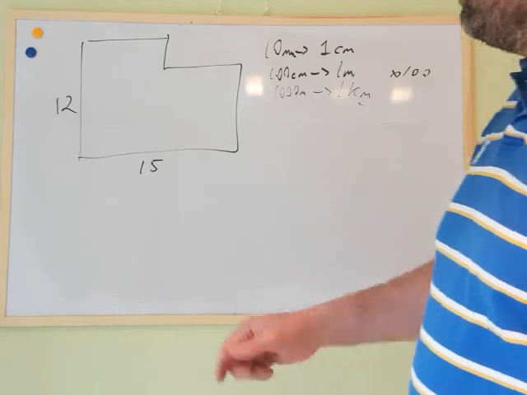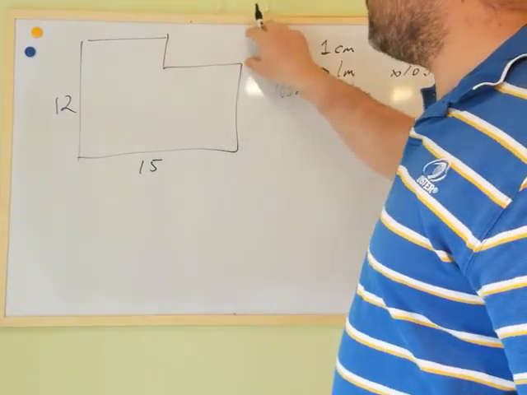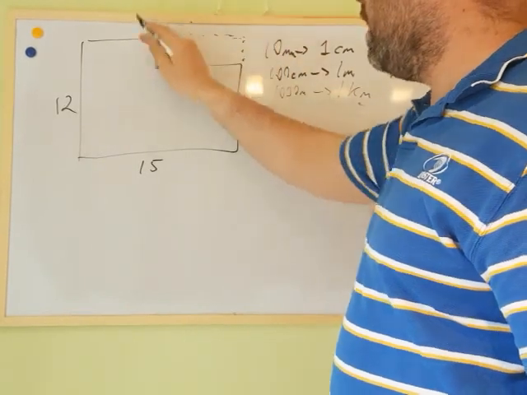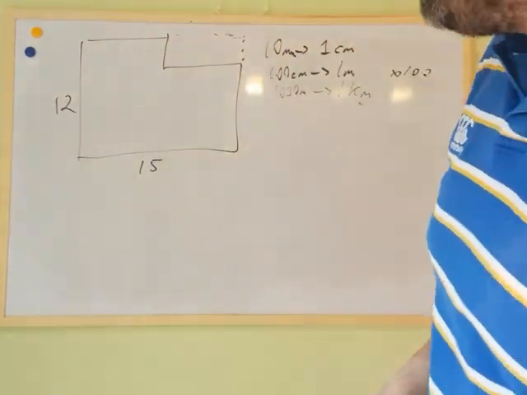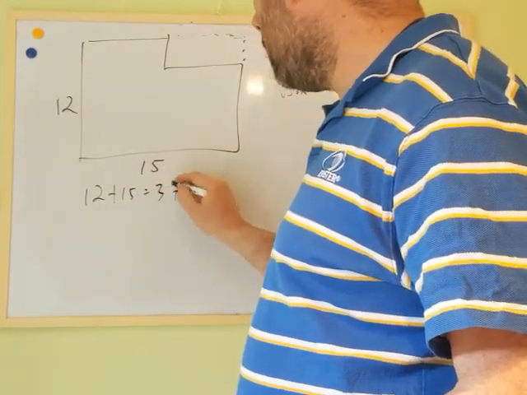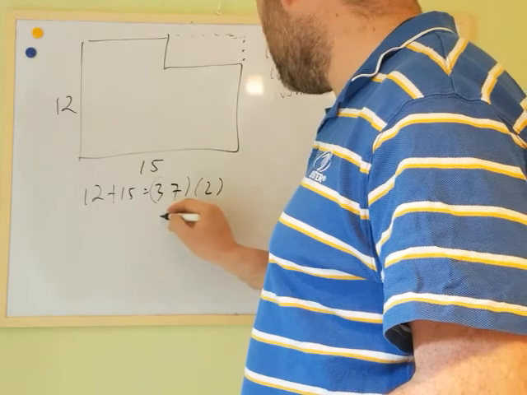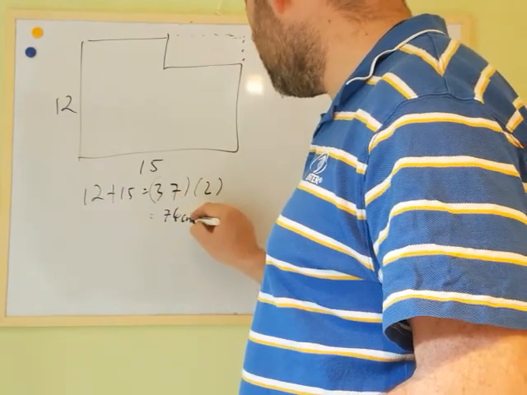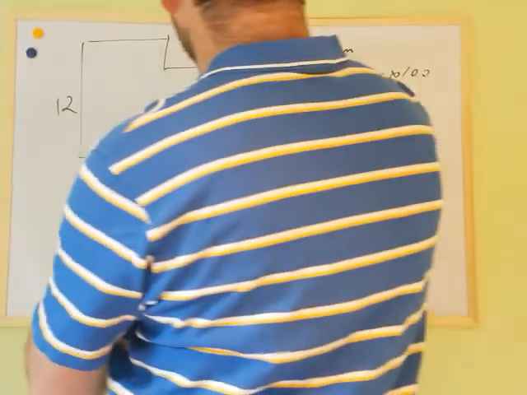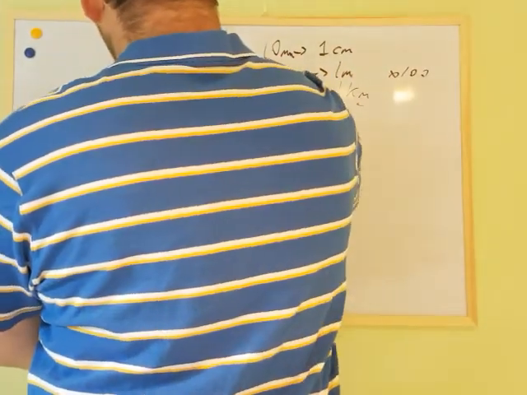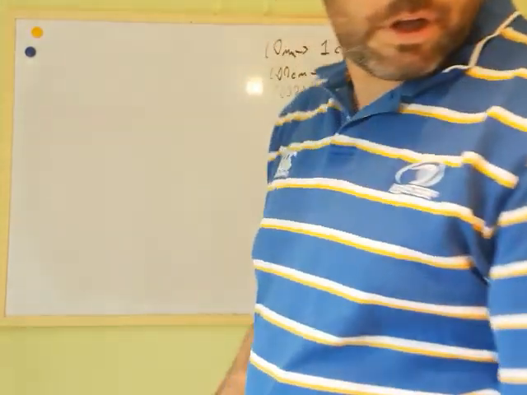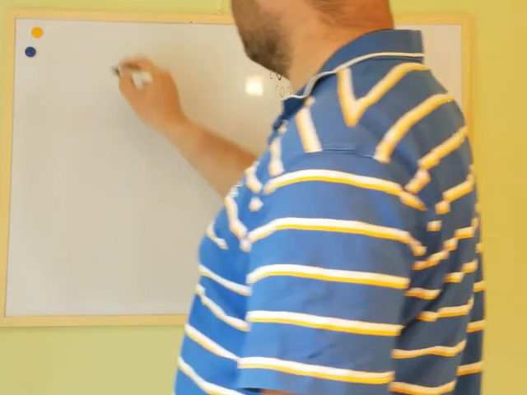Same thing again. Same as the last one. If I bring this line over to here and brought this line up to here, I've got my rectangle, so I can just go 12 plus 25 is 37 by 2 is 74 centimeters. Okay? I think all these questions are going to be like this, moving stuff around to make more regular shapes.